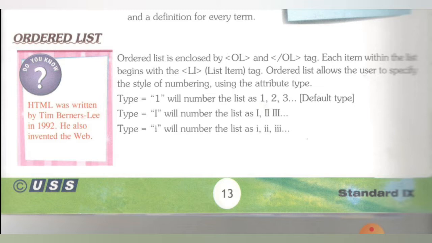An ordered list allows the user to specify the style of numbers using the attribute type. We can also specify the number styles. Either we can write 1, 2, 3 like a normal number list, or if you want to use Roman numerals, you specify the attribute type equal to I. Then it will display the numbers in that style.